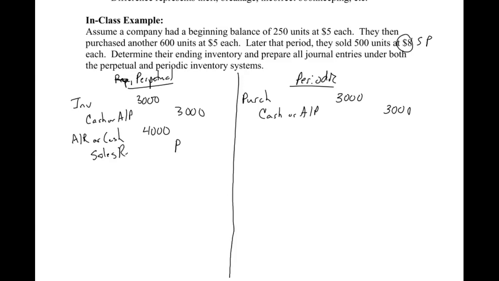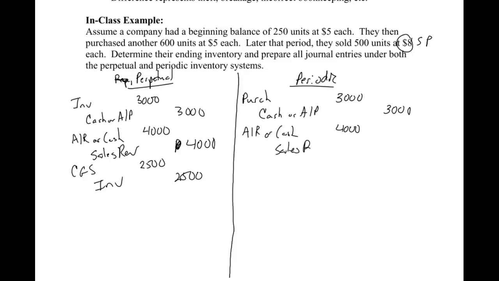Oops, sorry, sales revenue. I started to write it over there for 4,000. And then we would have cost of goods sold and inventory for the cost portion. So 500 units times 5 is 2,500. All right, so over here, they're going to have accounts receivable or cash for the 4,000 and the sales revenue. So that's the same.